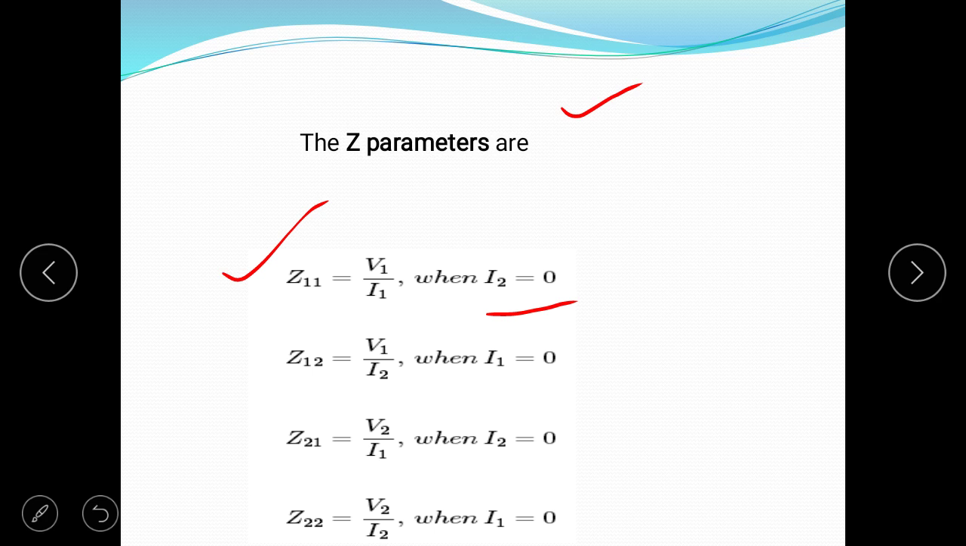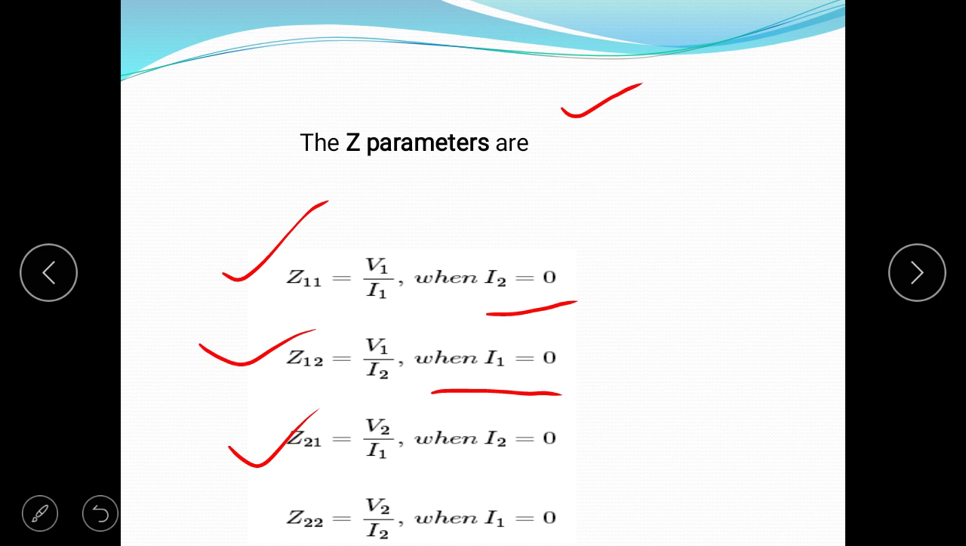So Z12 is equal to V1 upon I2 when I1 is equal to 0. In this case, to find value of Z12, input current I1 is considered as 0. It means input port is open circuited. And we obtain the ratio of V1 to I2, that is Z12.